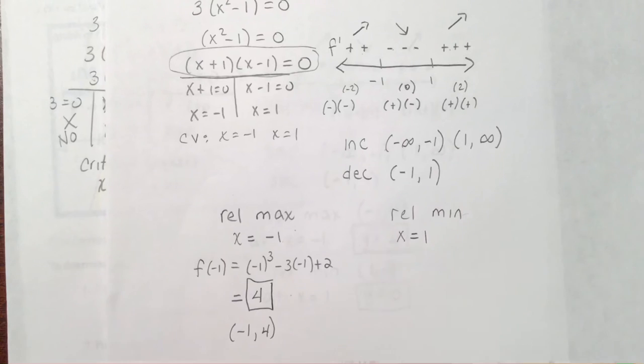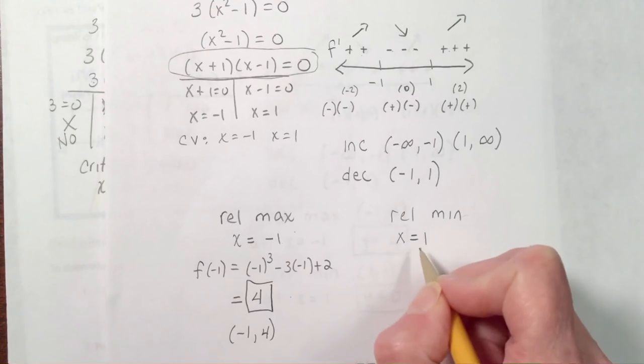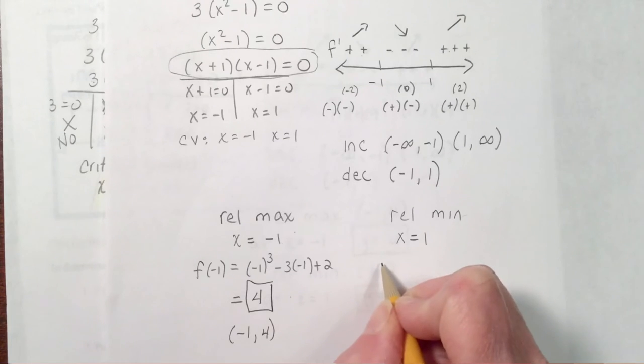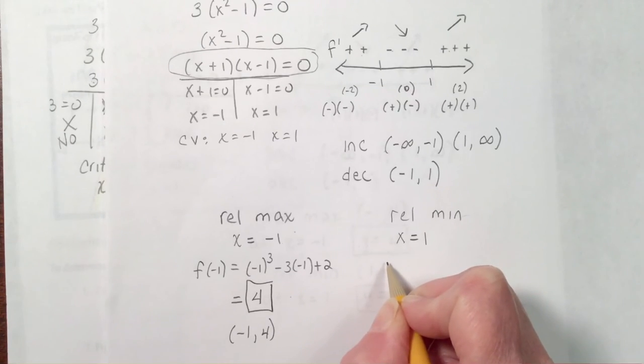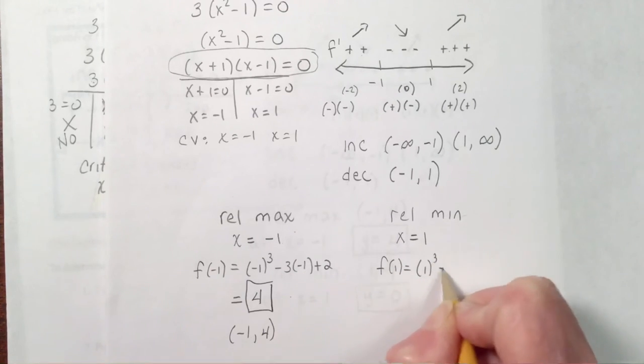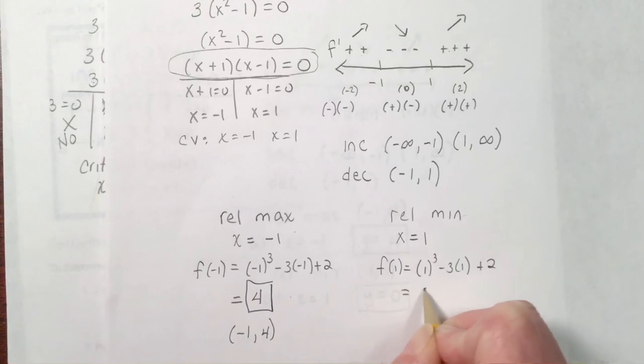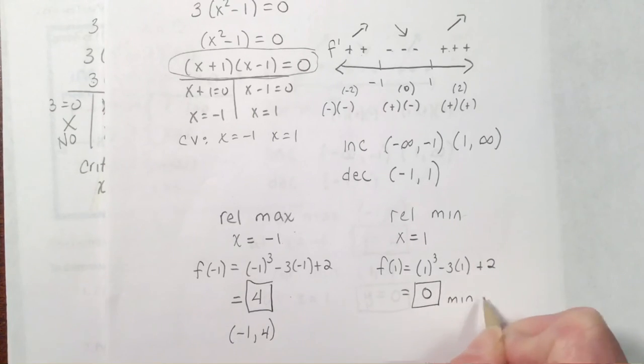Now let's talk about the minimum value. So the minimum value occurs when x equals 1. But if you want the absolute minimum value, meaning the lowest y value on the curve, we're going to plug 1 into our function. And after we do this, we see that that's going to be 0. So the minimum y value is 0.